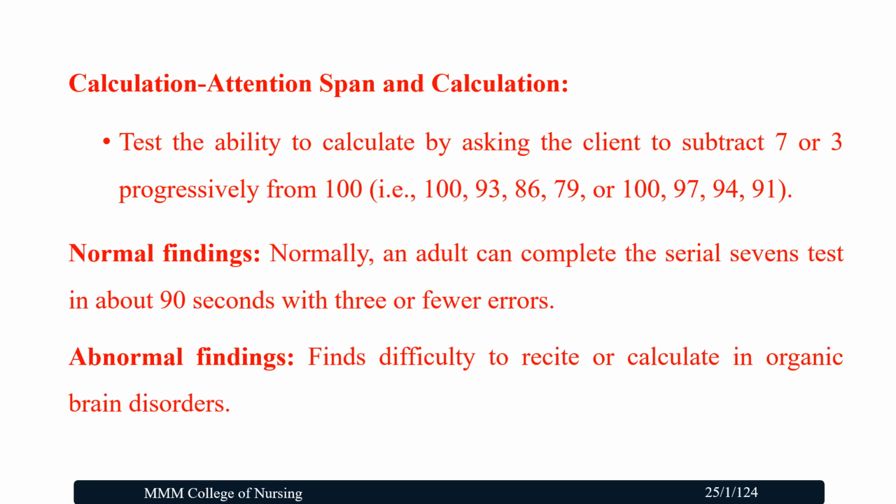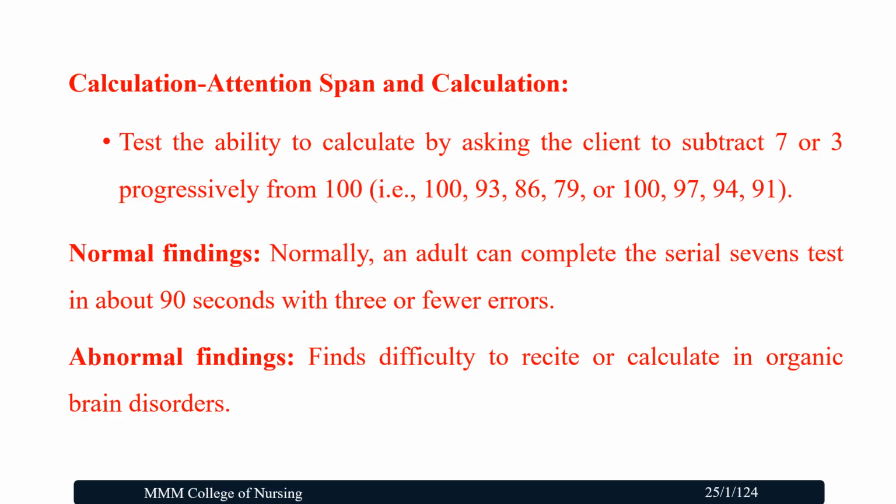And in the calculation, there is attention span and calculation. Here, ask the client to recite the alphabet or to count backward from 100. Test the ability to calculate by asking the client to subtract 7 or 3 progressively from 100. Example: 100, 93, 86, 79, or 97, 94, 91.